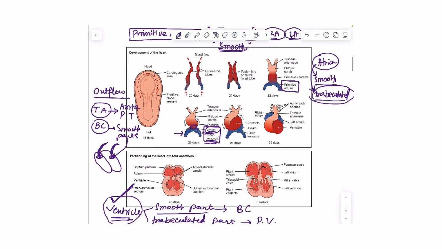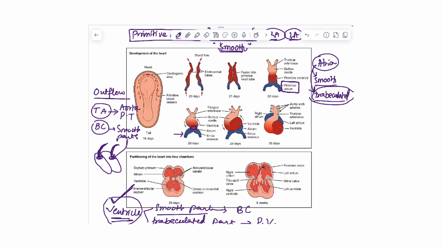This structure right here that we can see, the sinus venosus, has two horns, the right horn and the left horn, right? So the right horn of the sinus venosus is going to give rise to the smooth part of the right atrium, right? The right horn will give rise to the smooth part of the right atrium.